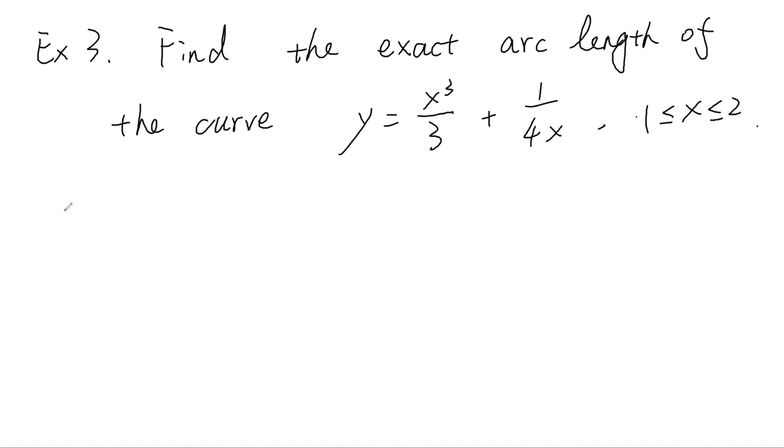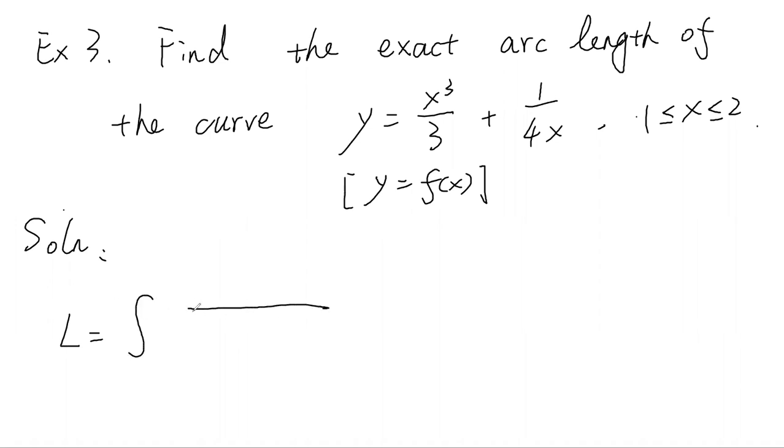So as you can see in this example, the arc or the curve is given by a function y equals f of x. So we will need to use the second formula for this form of arc. The arc length L is straightforward. It's equal to the integral of the square root of 1 plus f prime of x squared dx. And the bounds for x are given by the question, from 1 to 2. So you get this integral.